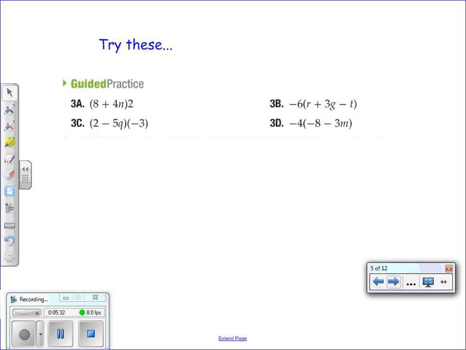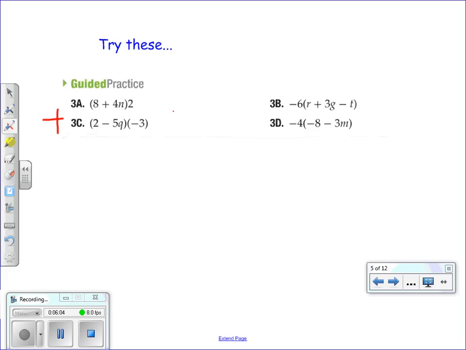Okay, I'd like you guys, your practice is going to be embedded in your lesson. Instead of everything being at the end, you're going to have a few problems as we go through the lesson. So let's try these. These will be just using the distributive property to do these problems. I'm actually going to do 3C with you, and then you'll only have to do 3A, 3B, and 3D.